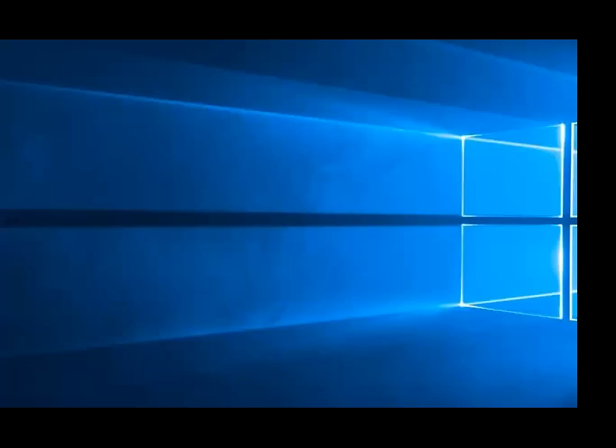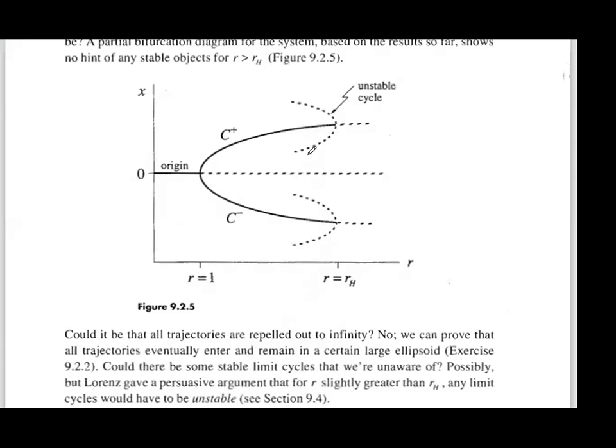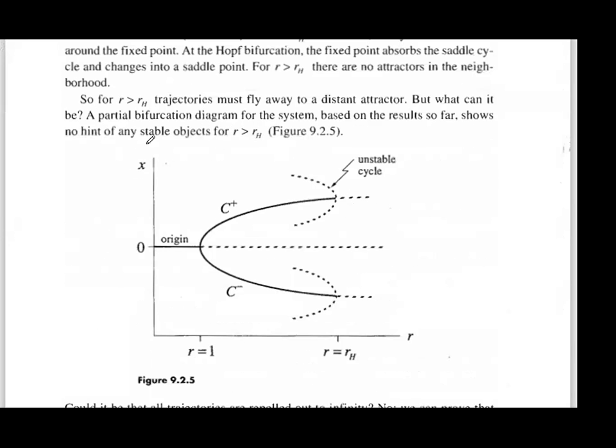All right, let's discuss this slowly. This one has only one x coordinate, so we have the origin, 0. From 0 to 1, you have stable. After 1, so we have 3. After 1, the origin becomes unstable, right?